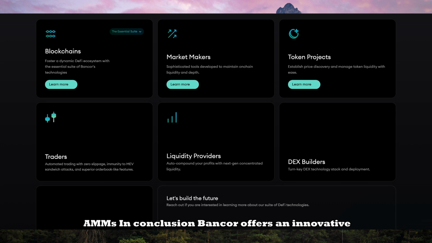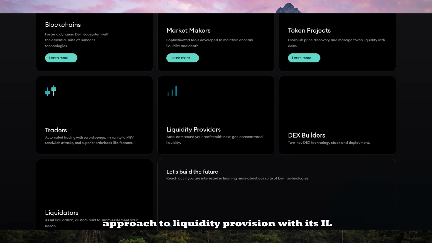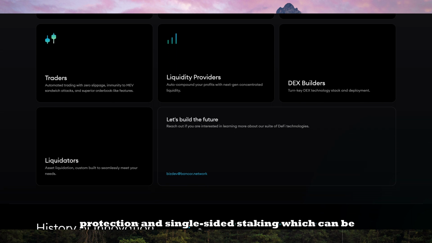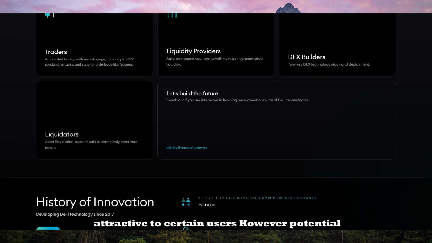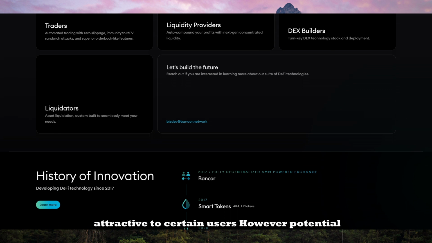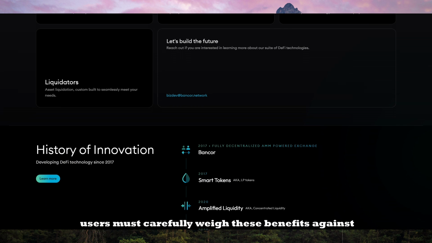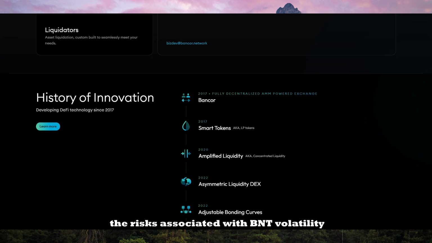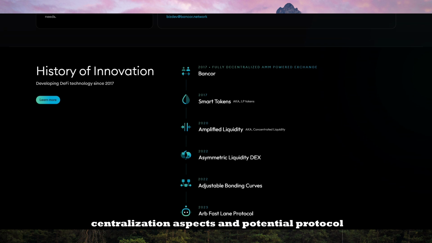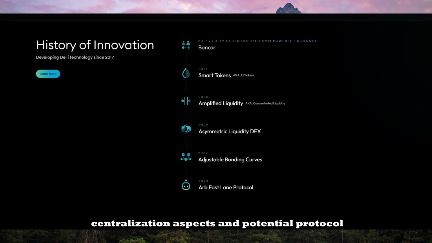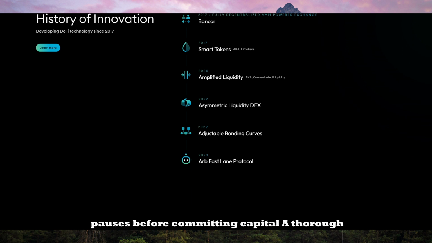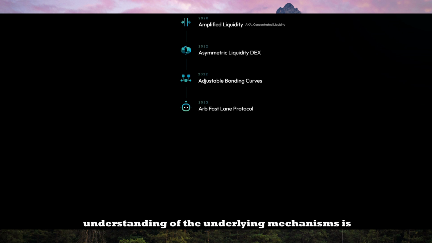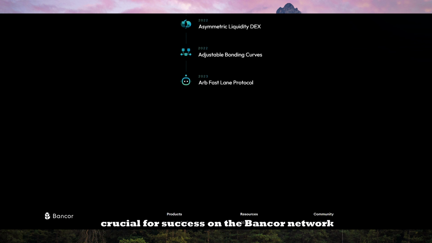In conclusion, Bancor offers an innovative approach to liquidity provision with its IL protection and single-sided staking, which can be attractive to certain users. However, potential users must carefully weigh these benefits against the risks associated with BNT volatility, centralization aspects, and potential protocol pauses before committing capital. A thorough understanding of the underlying mechanisms is crucial for success on the Bancor network.